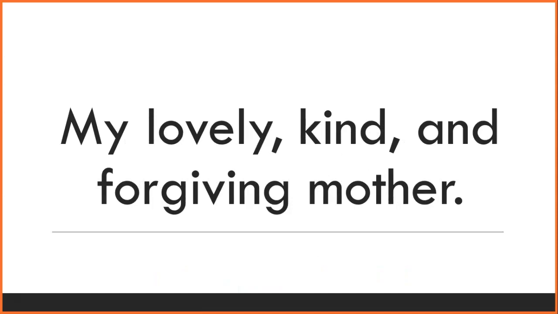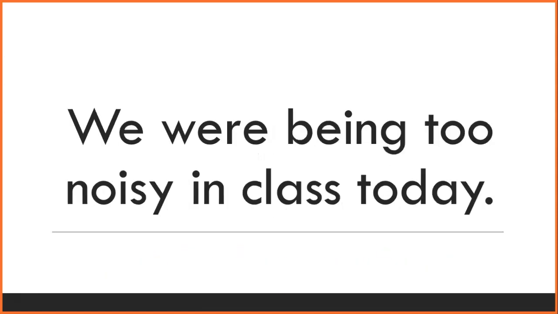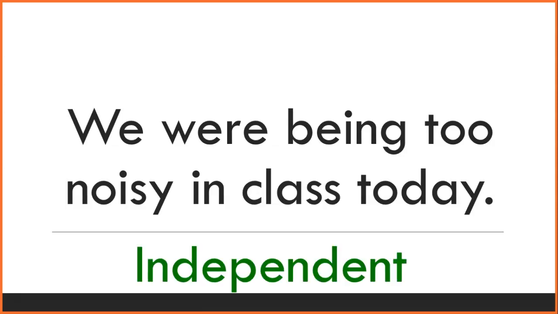My lovely, kind, and forgiving mother. We don't know what my lovely, kind, and forgiving mother did, so this sentence is actually not independent. We were being too noisy in class today. We are the people who did something. What did we do? We were being too noisy in class today. It has a subject and a predicate, so it is independent.